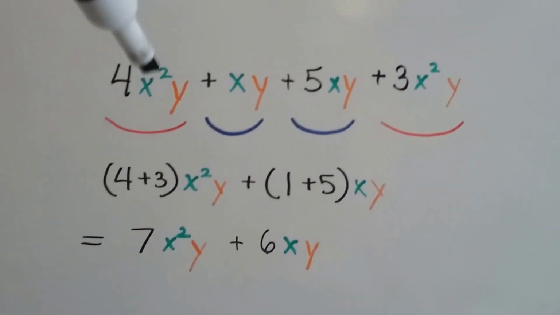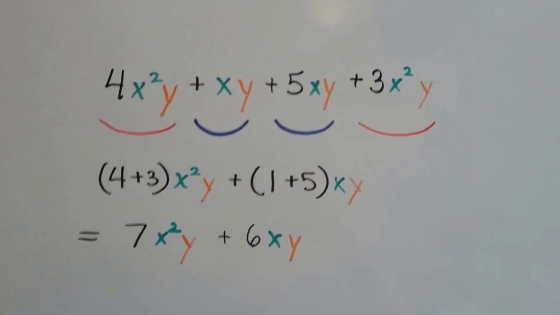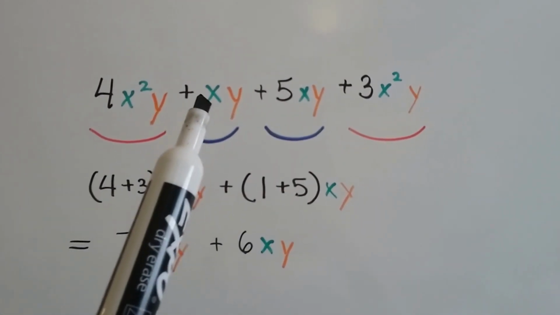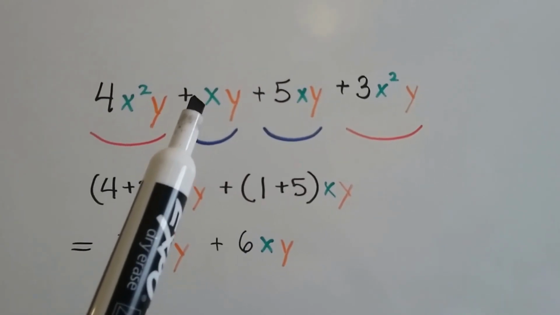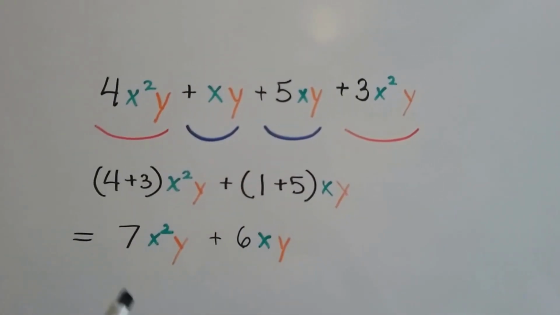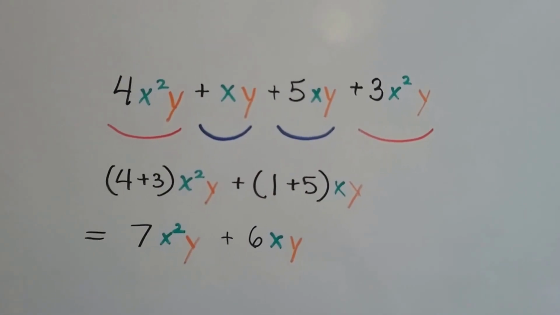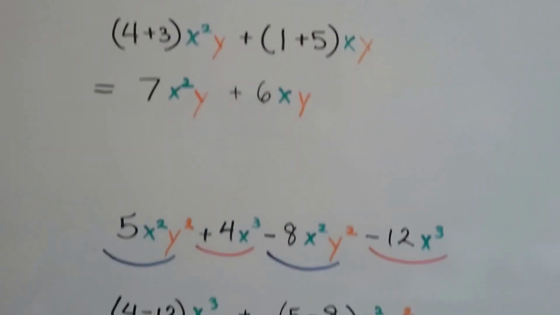You can see this term is the same as this term. So we're going to put the 4 and 3 together times the x squared y. And there's an invisible 1 in front of that x, isn't there? So we're going to add a 1 plus a 5. It's going to give us a 7x squared y plus 6xy. Let's try a bigger one.